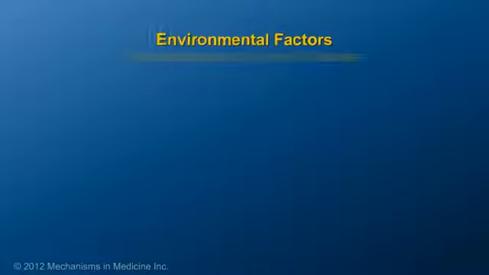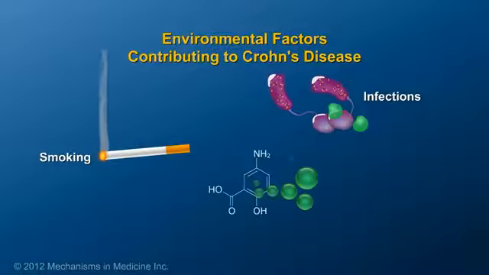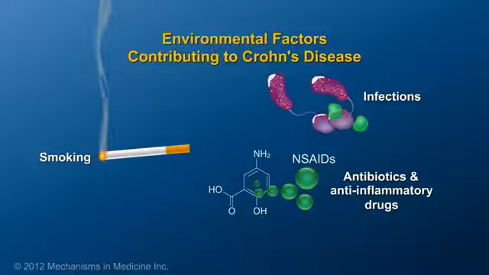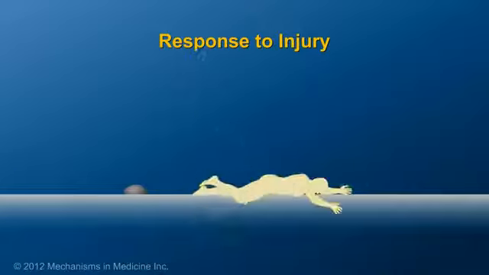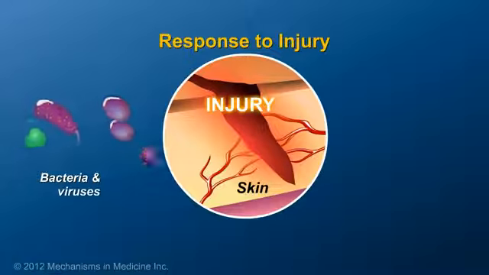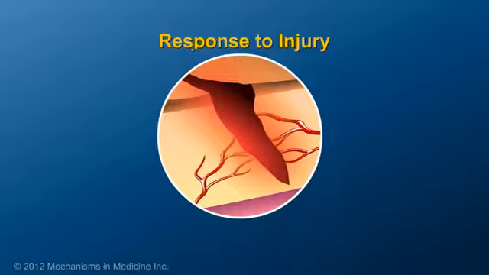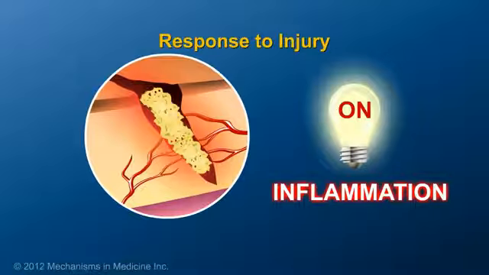Environmental factors that may contribute to Crohn's disease include infections, smoking, and taking antibiotics or anti-inflammatory drugs known as non-steroidal anti-inflammatory drugs, or NSAIDs. One way that the body can protect against potential bacterial threats is with inflammation. We are familiar with how inflammation looks on the outside of the body, for example, when you have a scrape or a cut. That scrape or cut becomes red and inflamed as a result of the immune system trying to get rid of any bacteria and viruses that are in the wound.